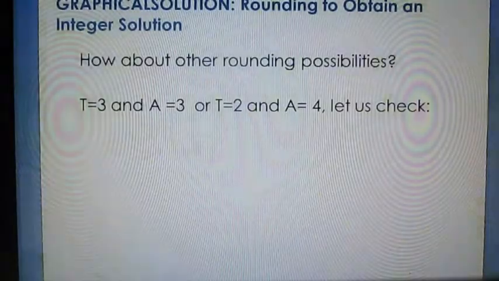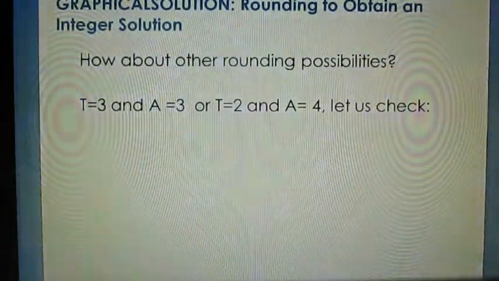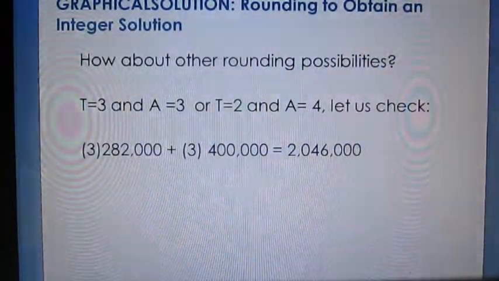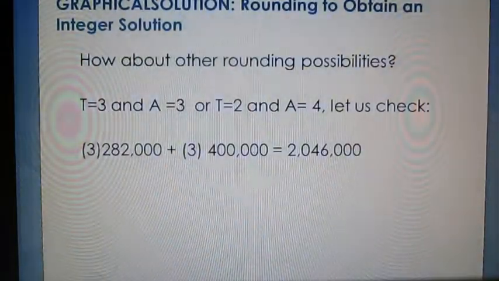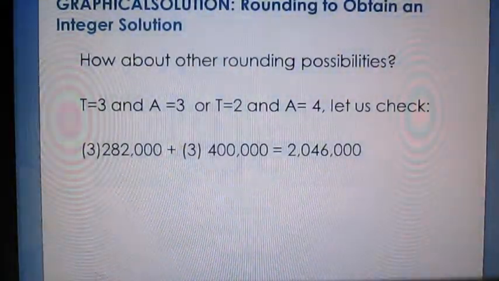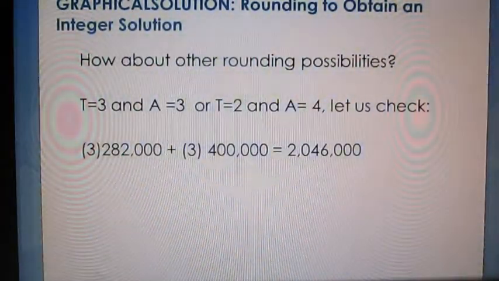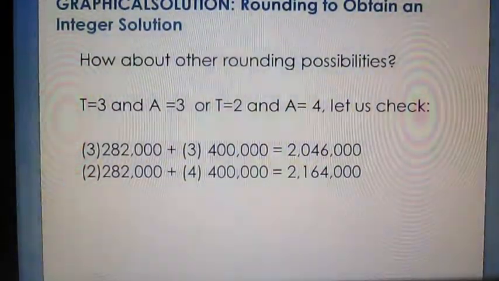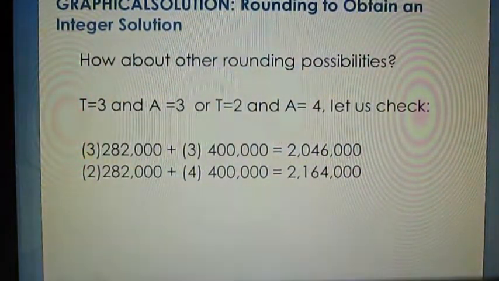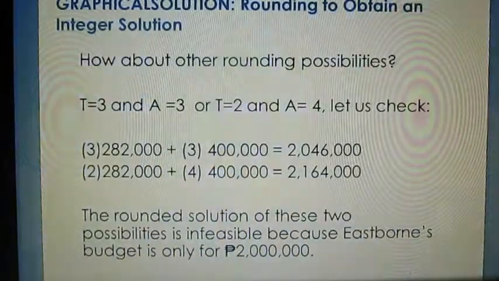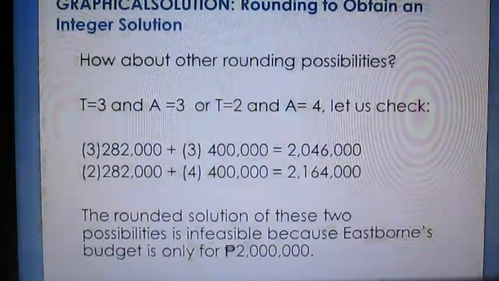If we're going to use T equals 3 and A equals 3, let's substitute it to the objective function. 3 times 282,000 plus 3 times 400,000 equals 2,046,000. Let's use T equals 2 and A equals 4. 2 times 282,000 plus 4 times 400,000 equals 2,164,000. The rounded solution of these two possibilities is infeasible because Eastbourne's budget is only for 2 million pesos.